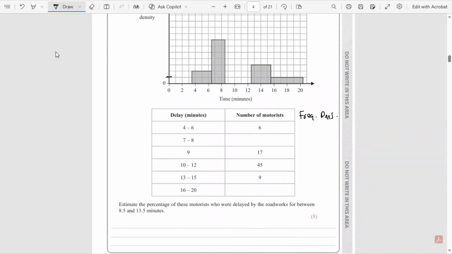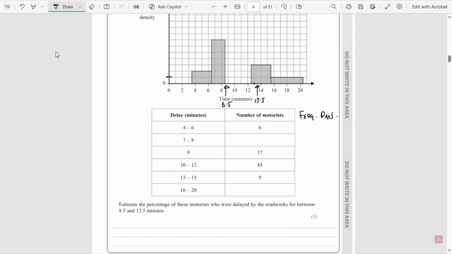So 8.5 minutes is kind of like there, that's 8.5. And 13.5, I mean, that's 13 here. So 13.5 is going to kind of be, that's 13.5. And that's 8.5 there. Okay, so we know that the times in the table are rounded to the nearest minute.